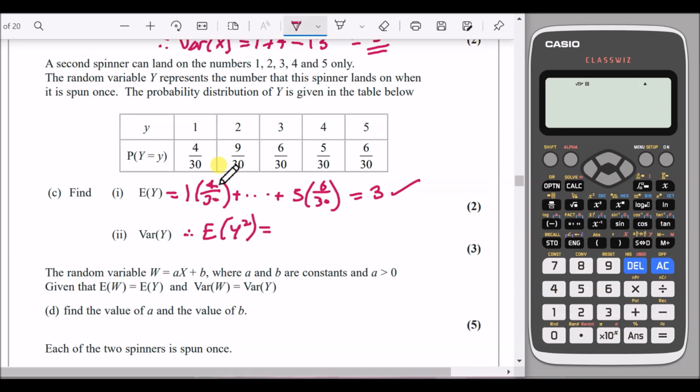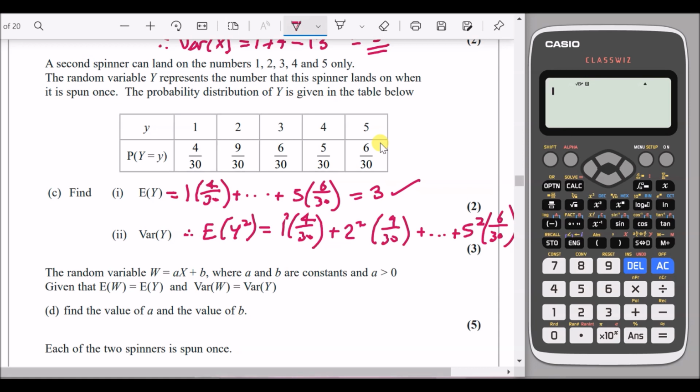Now, just like the previous question, you times the probability with the squared values of Y. So 1 squared would be 1 times 4 over 30. So I'll put 1 squared plus 2 squared times 9 over 30 plus dot dot dot all the way up to the last one, which is 5 squared times 6 over 30. Okay, be very careful, guys. You never square the probabilities. You only square the value, the Y, because it literally says Y squared. So you square the Y's.